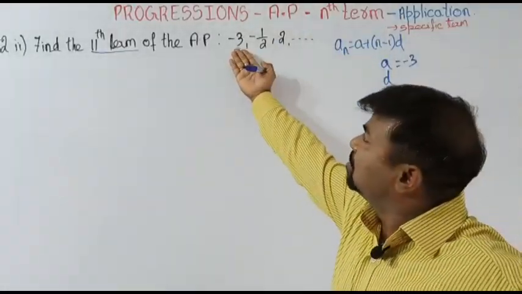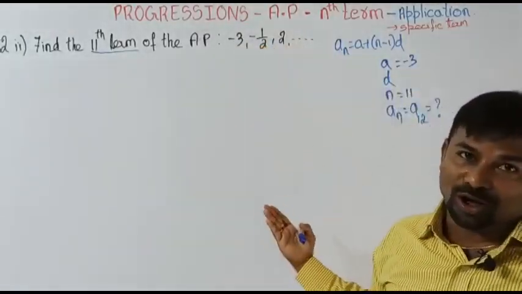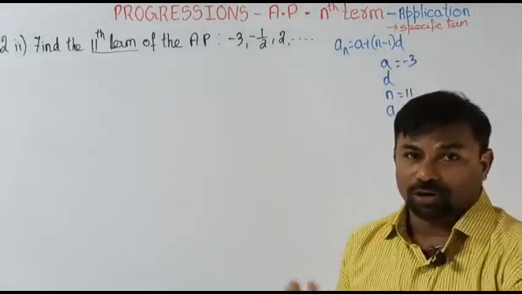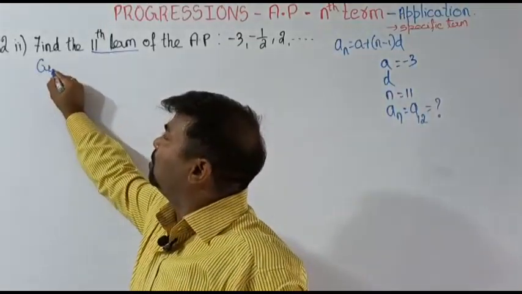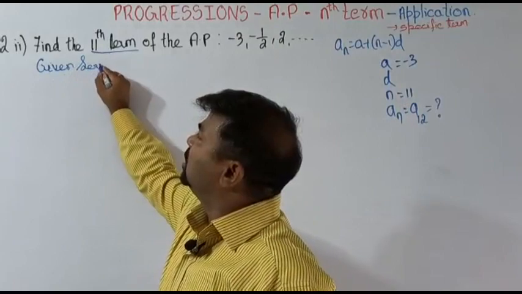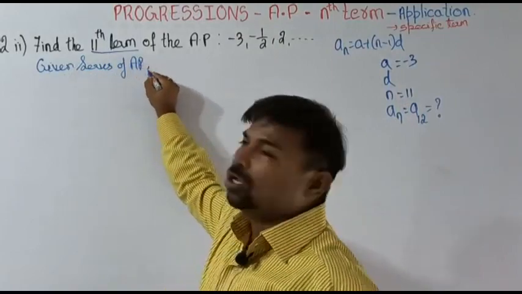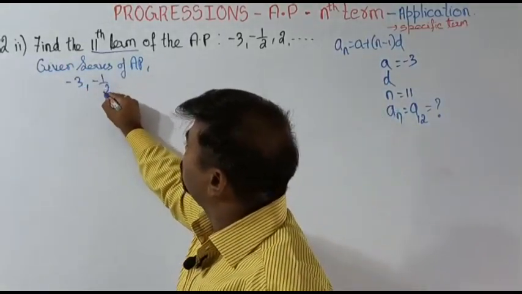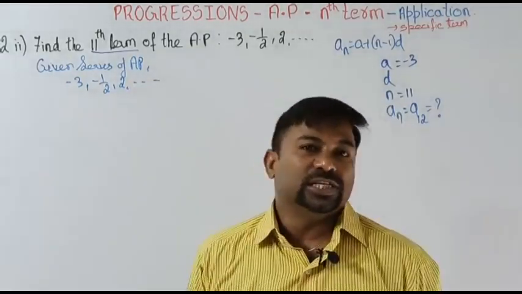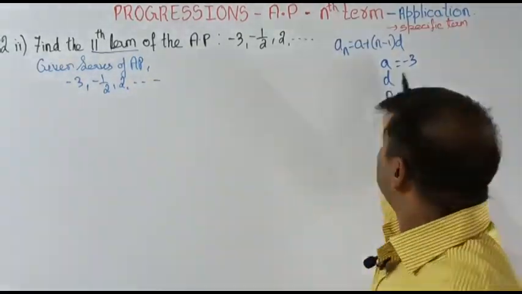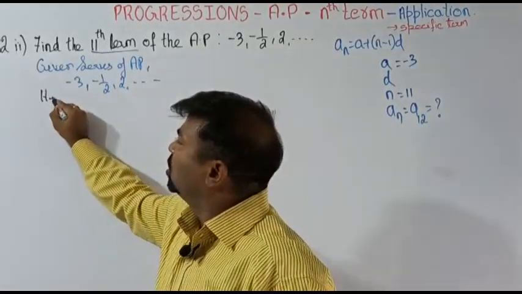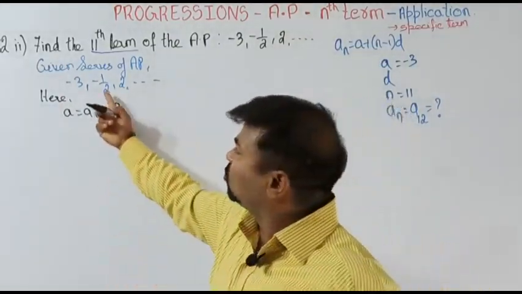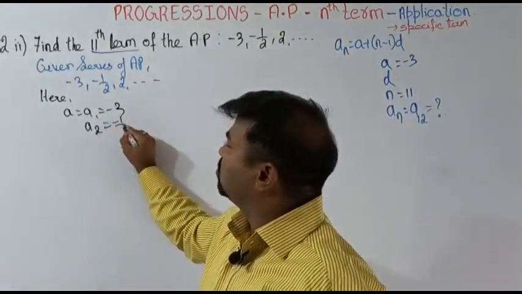The given series is minus 3, minus 1 by 2, 2 and so on. He is asking us to find the 11th term, the term in the 11th roll number. Given series of AP: minus 3, minus 1 by 2, 2 and so on. This is the given series for us. Now let's find the first term. A equals A1 equals minus 3, the first term. By seeing that, we can say the second term is minus 1 by 2.